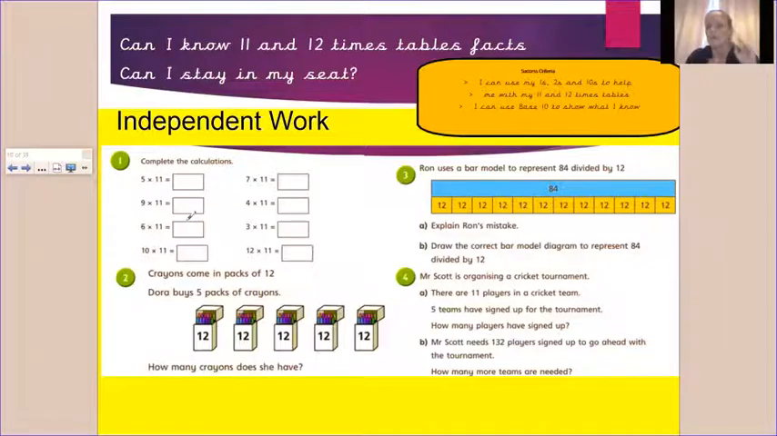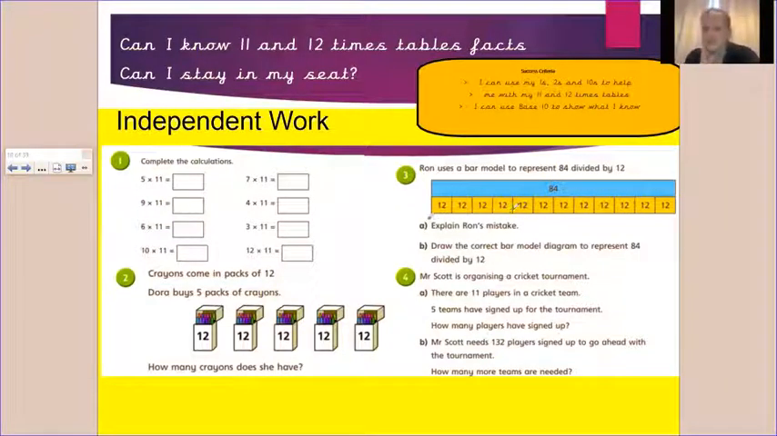Okay, a few of you had a problem with this question here about Ron using a bar model. So we've spoken through the bar models before, in that whatever's at the top one needs to equal the bottom one. So the top one says it's 84. And it says Ron uses a bar model to represent 84 divided by 12.